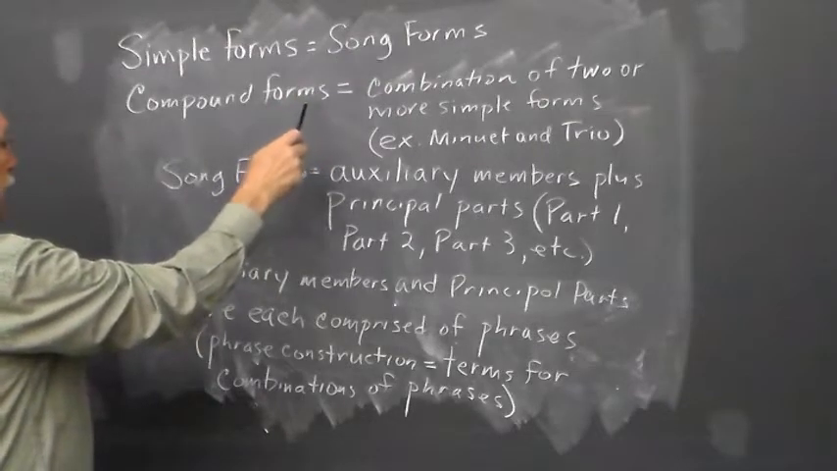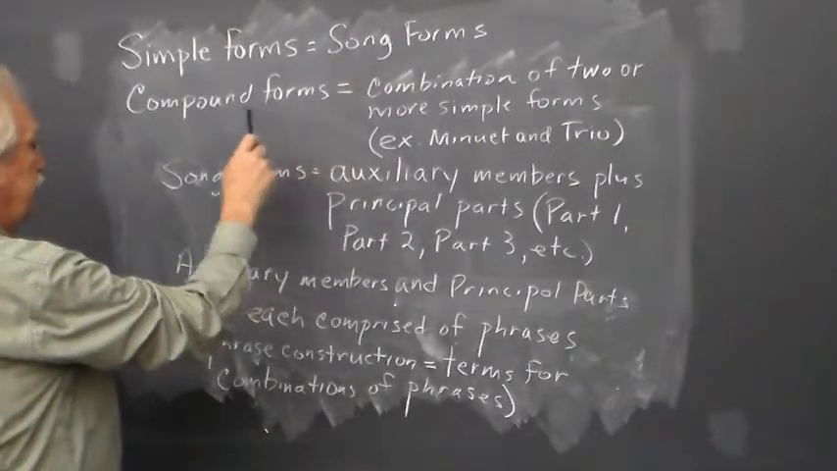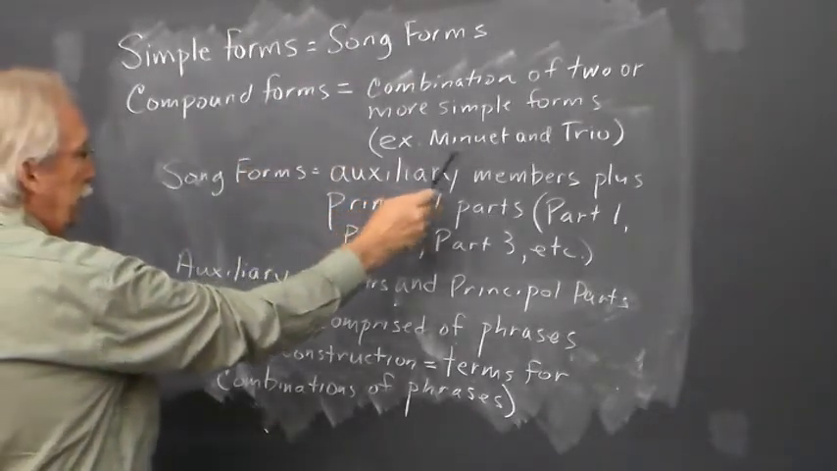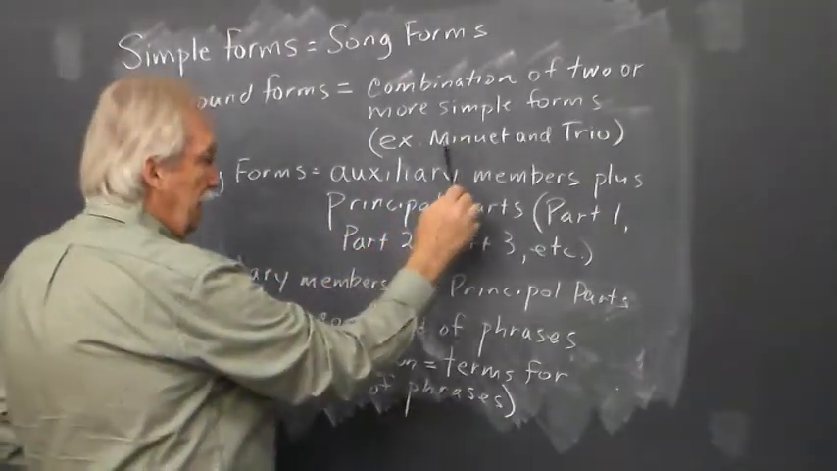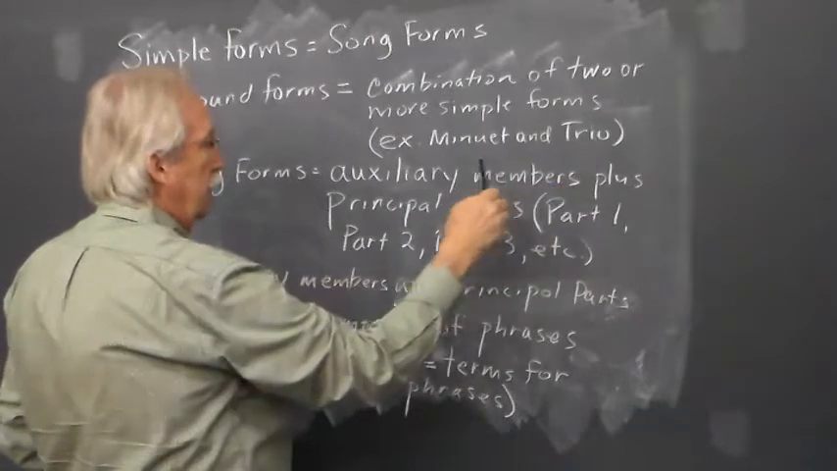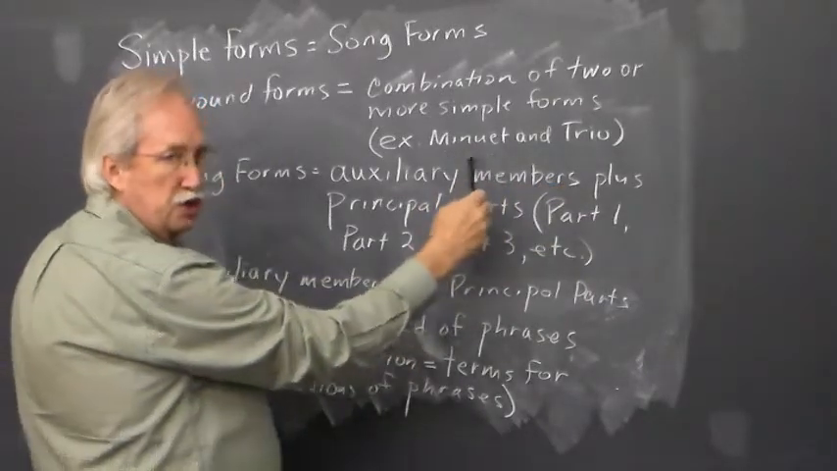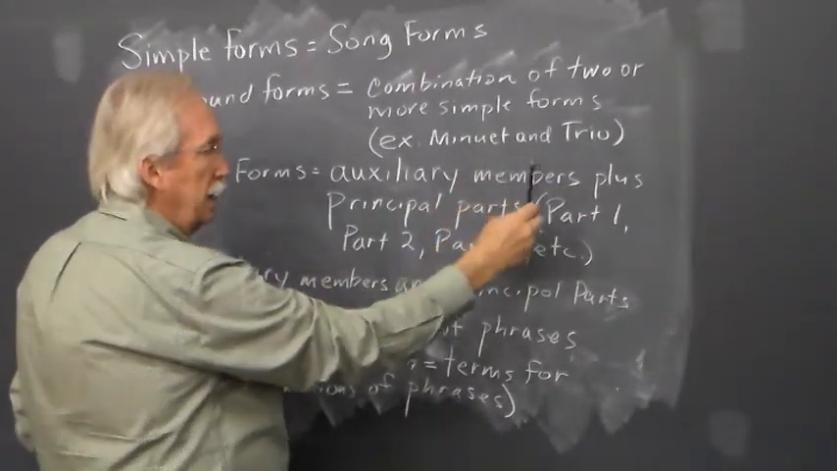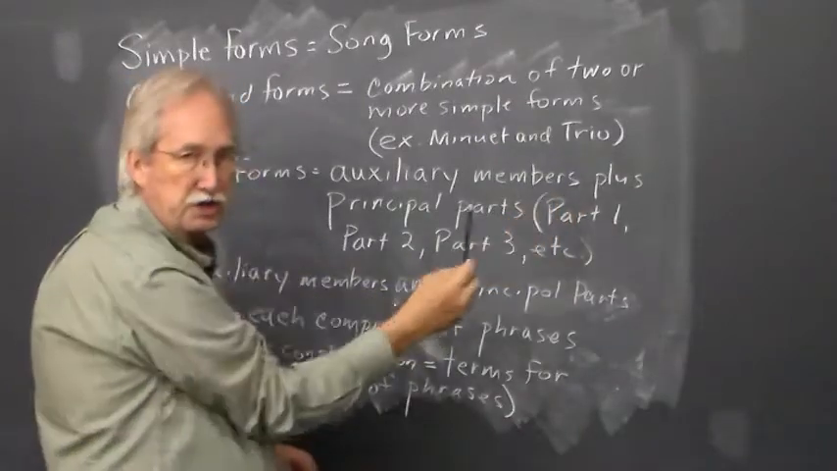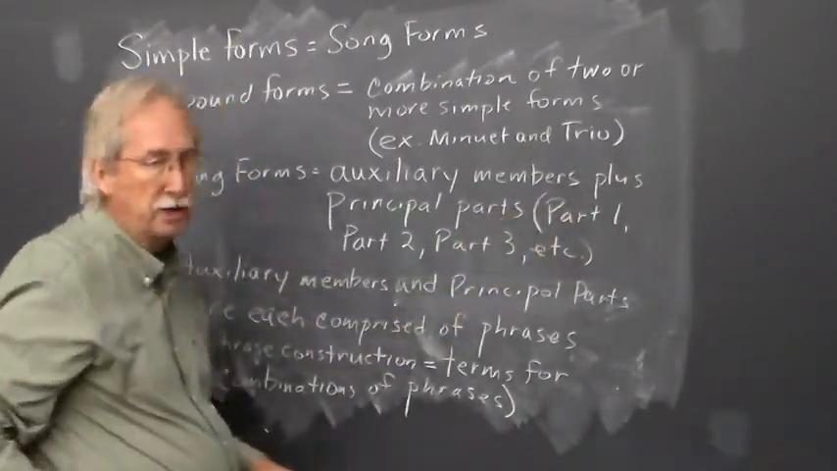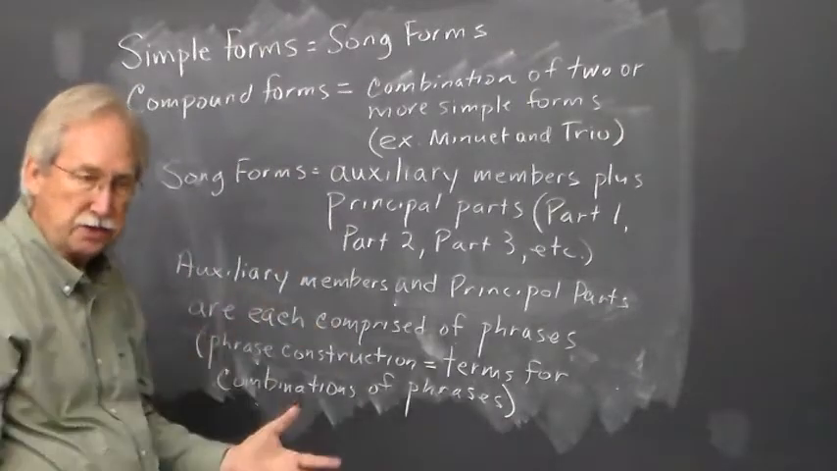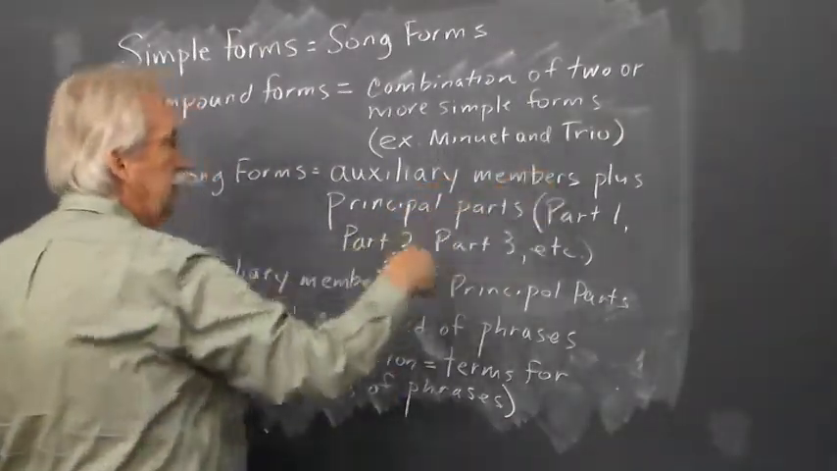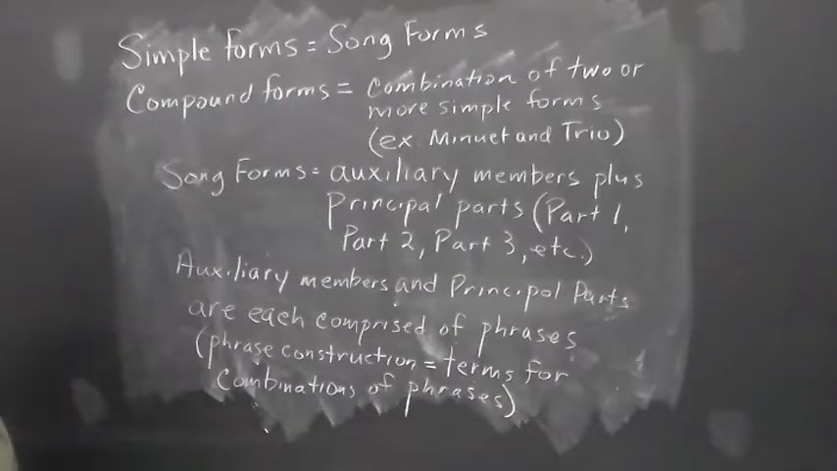And then the first example of a compound form is going to be a minuetted trio, which is comprised of two song forms. So this is typically a large three-part song form for the minuet, and then also a large three-part song form for the trio. And so those two song forms combine together to make this compound form, minuet and trio.